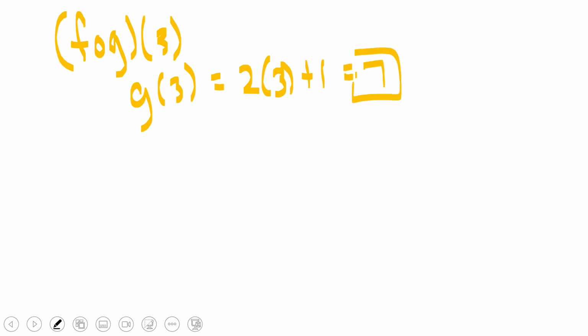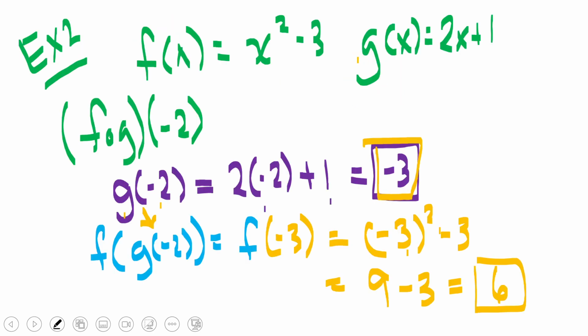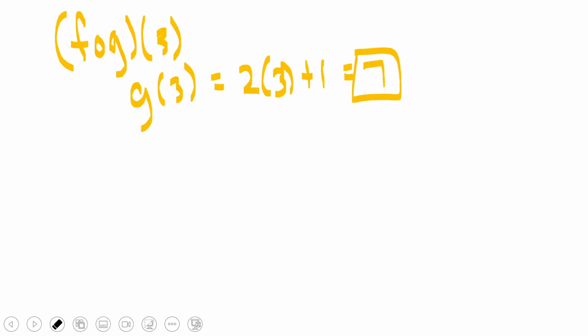All right, if we have f of g of 3, we're going to say g of 3 equals 2 times 3 plus 1, which will equal 7. Okay, that's from the original given expression. We plugged in a 3 everywhere we saw an x in the g of x function. So we just get 7 there from what we were originally given.